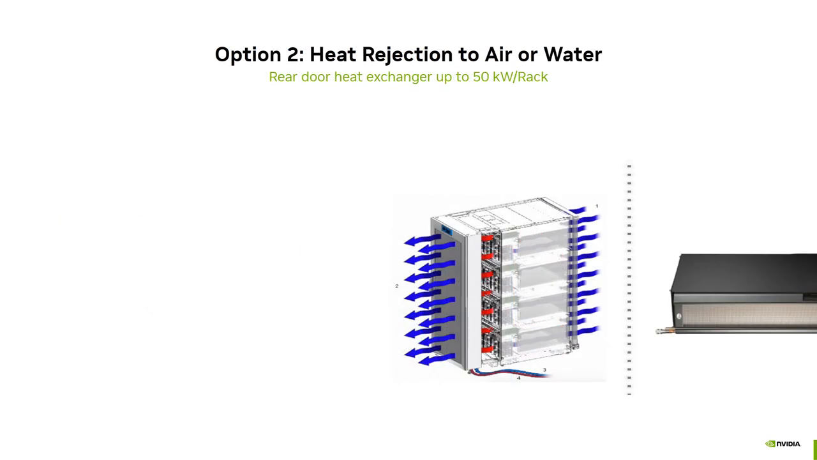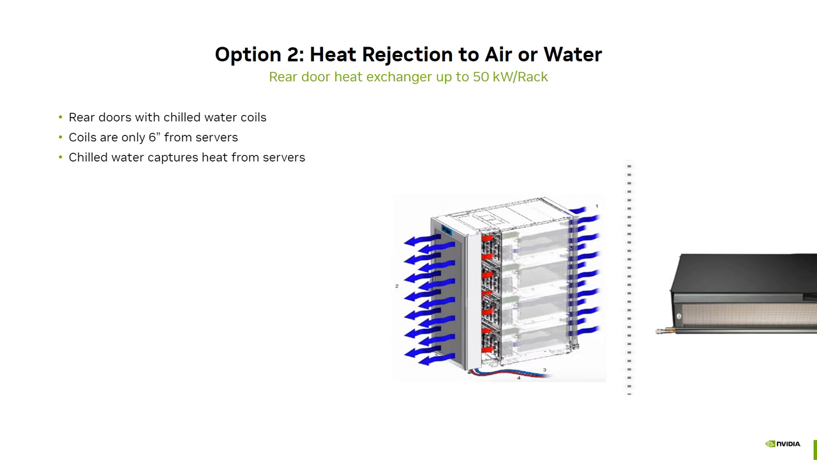Let's consider the second cooling option, heat rejection to air or water. The characteristics of this option include rear doors with chilled water coils. Coils are only 6 inches from servers. The chilled water captures heat from the servers. Heat is transferred to the exterior to be dissipated.